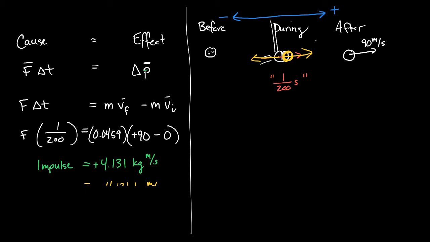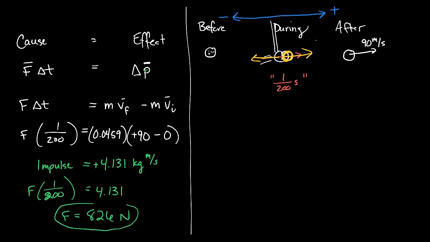Of course, the real question was to figure out the force. And the force comes from setting the impulse equal to force times time. So if I multiply both sides by 200, that's going to give me the force. What do you get, like 826 newtons? Don't want to be hit with a golf club. I think it's going to hurt.